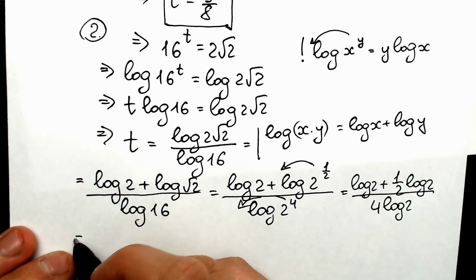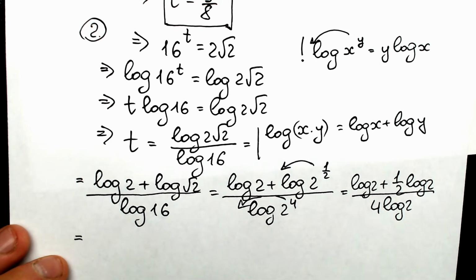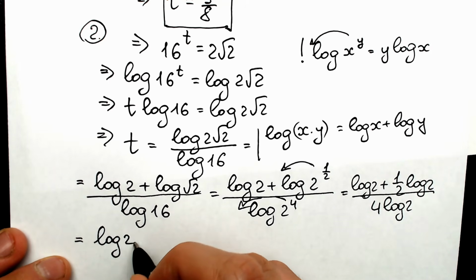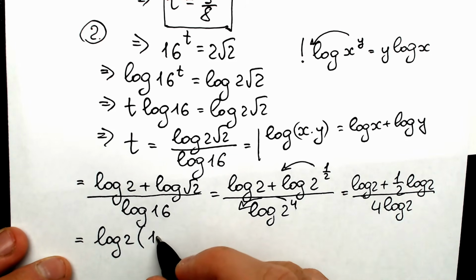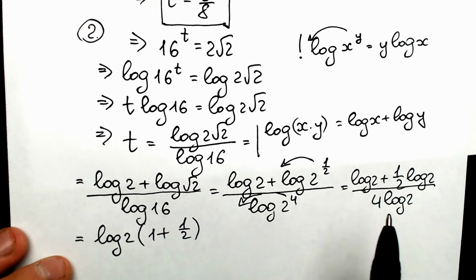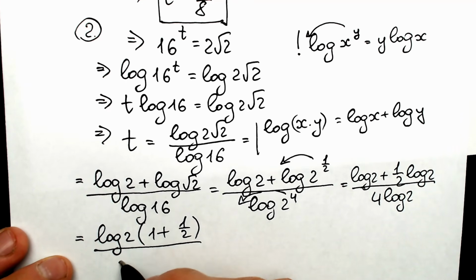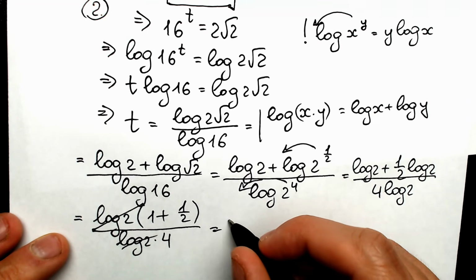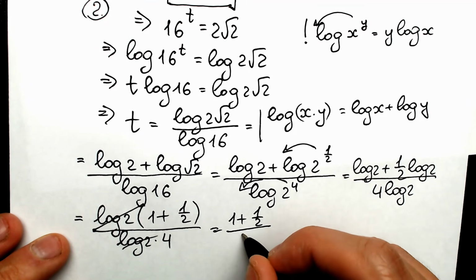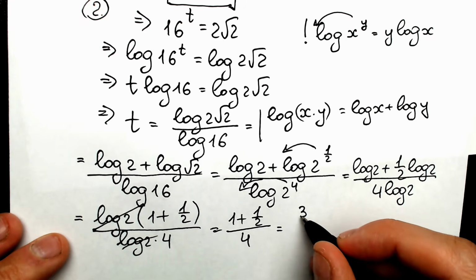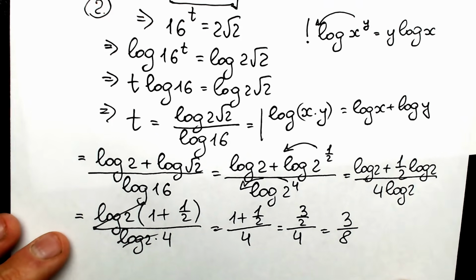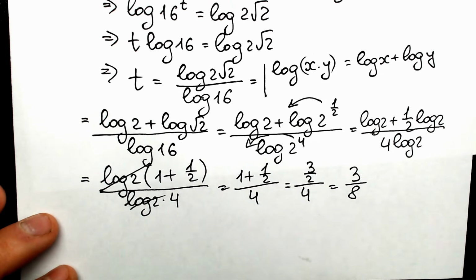And in the end, let's factor log 2 from this expression. We factor it from our numerator, and we have in our numerator 1 plus 1/2. And we divide it by log 2 times 4. We're going to cancel this log 2, and we have 1 plus 1/2 divided by 4. We have 1 plus 1/2, which is 3/2. We divide it by 4, so we have 3 over 8. And this is our answer. So t equals 3 over 8. This is our answer to this question.